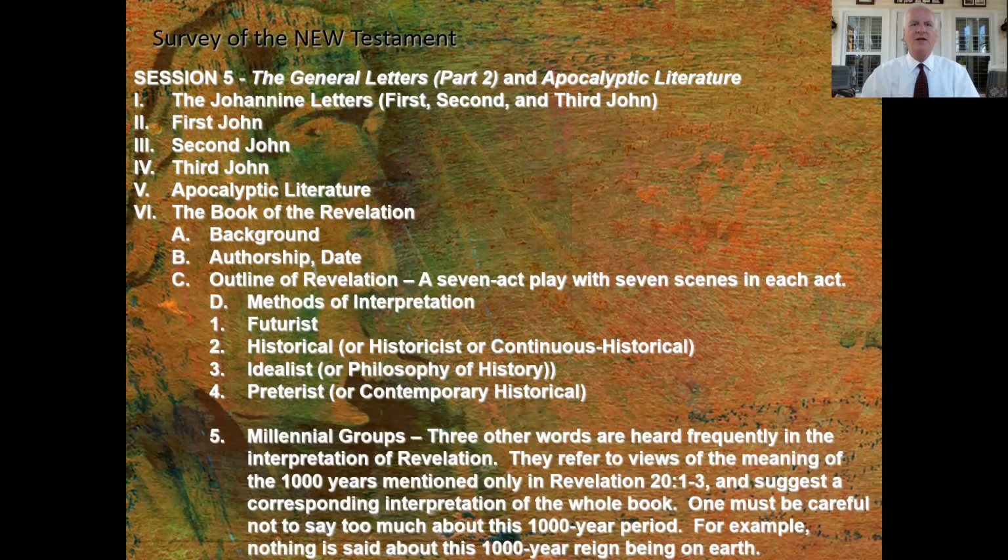And then there are the millennial groups. And I think this is what we hear so much about in contemporary circles. Three other words are heard frequently in the interpretation of Revelation, and they refer to views of the meaning of the 1,000 years mentioned only in Revelation 20, verses 1 through 3. Let's take just a moment to look at those verses.